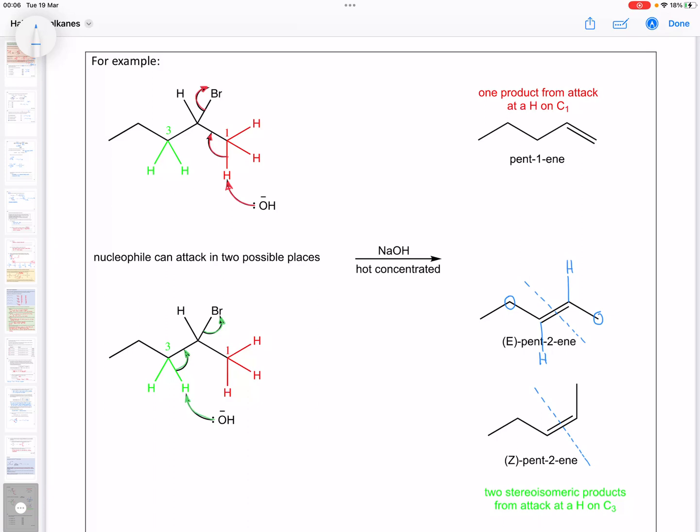In the second example here, I'm just going to draw in the hydrogens. On the left hand side of the dotted line, we've got carbon with priority over the hydrogen, and on the right hand side we've got carbon with priority over the hydrogen. This means the two priority groups are on the same side, and this becomes Z, zusammen, the same side.